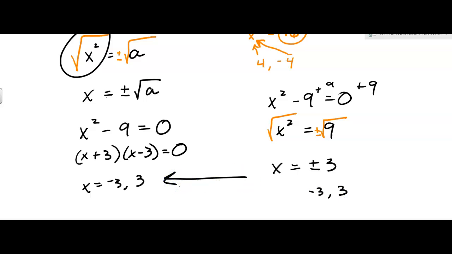Now if you're saying to yourself, well, which way do you want me to do it? Do you want me to factor or use the square root property? It doesn't matter unless they tell you, solve by factoring or solve by the square root method. Okay, so we're going to do some other examples, though, where we want to solve using the square root property.